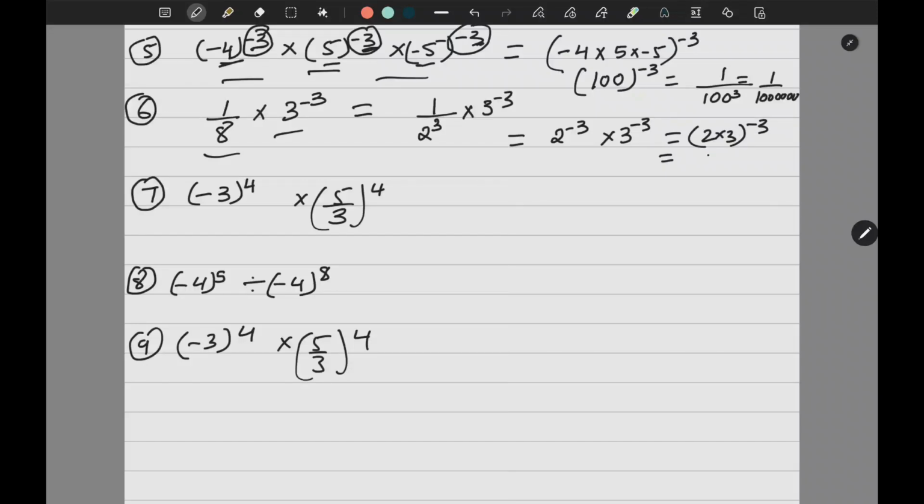Now 2 into 3 is what? 6 to the power minus 3. So 1 upon 6 to the power 3 is the answer. Easy? Now look here.